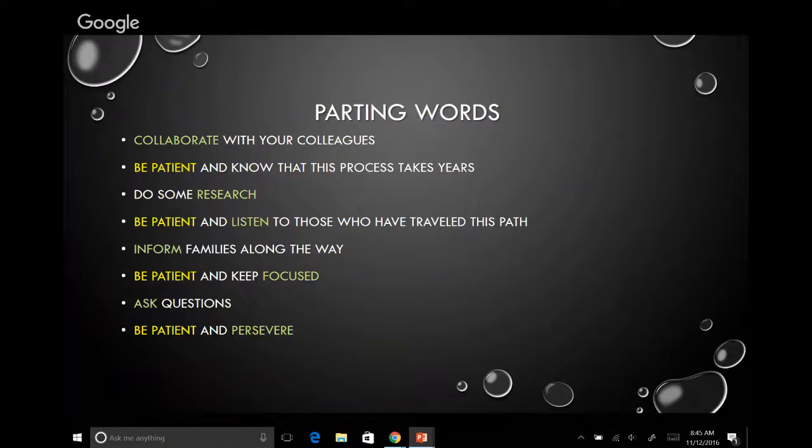Be patient. You heard that again. Listen to those who've traveled this path. Talk to teachers who are doing it. Get on social media. Ask questions. There are no dumb questions. Please just keep asking, because we're all in this journey together. You need to inform your families along the way. Be patient. Keep focused. Ask questions. Be patient and persevere.